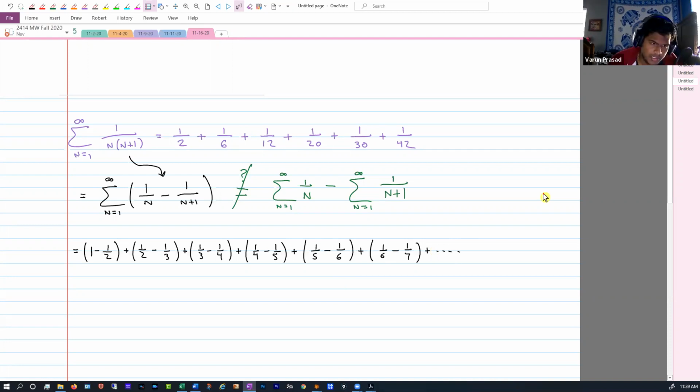You can start to cancel out some of them. Like for instance, -1/2 plus 1/2 is just 0. -1/3 plus 1/3 is 0. -1/4 plus 1/4 is 0, etc. Do y'all see that? There's stuff going away. A significant amount of stuff is going away, isn't it?